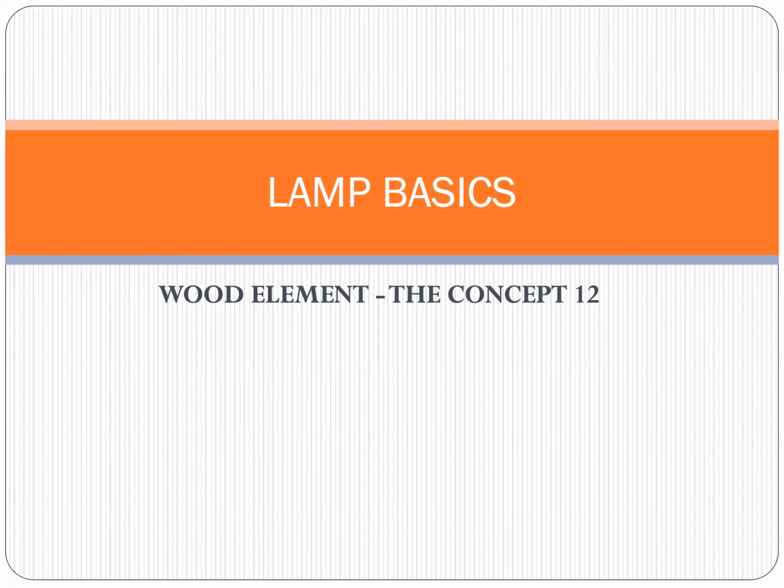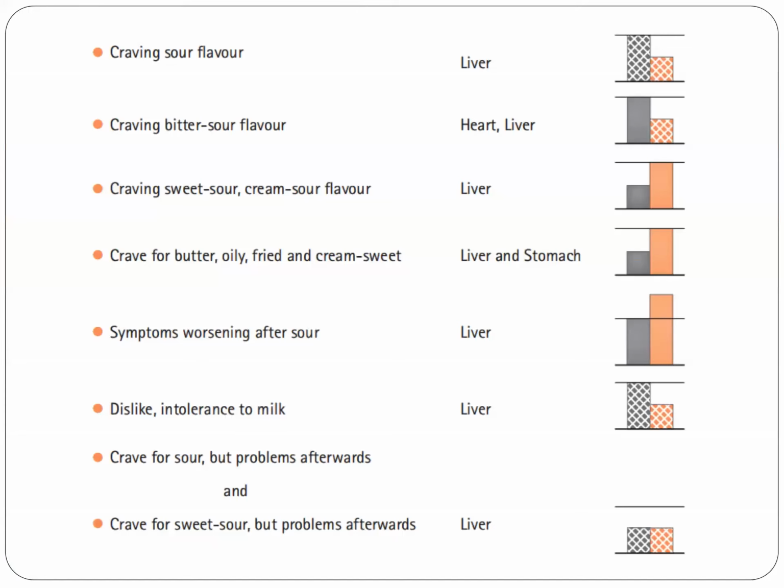Okay, so we now proceed to the wood element, the concept. So we have here tower diagrams. For those who crave sour flavor, that's definitely liver qi deficiency. Craving bitter sour flavor, so it involves the heart and the liver. So there is qi deficiency. Craving sweet sour cream sour flavor, there is liver yin deficiency.